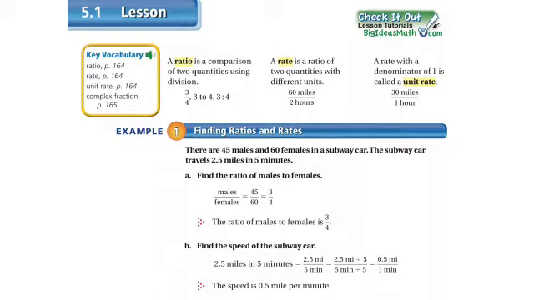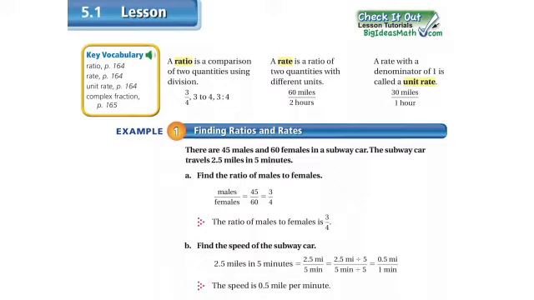Let's look at example 1. Example 1 says, finding ratios and rates. There are 45 males and 60 females in a subway car. The subway car travels 2.5 miles in 5 minutes. The first part says find the ratio of males to females. So males is 45, that goes on top. Females, 60, that goes on the bottom. So males to females is 45 to 60. And we can simplify that just like we simplify a fraction to 3/4. The ratio of males to females is 3/4.